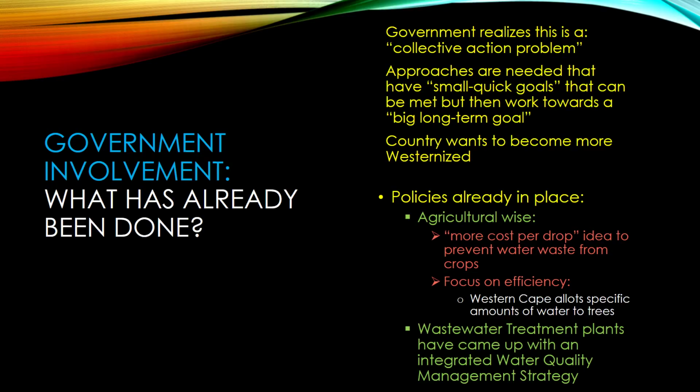Some of the policies already in place in the agricultural sector include this idea of more crop per drop. They go out there and say, if you have this amount of crops, and each of these plants takes this much water, this is how much water you're allowed to use per day. This is focusing on efficiency. In the Western Cape, they are allotting specific amounts of water to trees in their areas so they don't waste it. And also there is a water quality management strategy set up in wastewater treatment plants throughout the country.